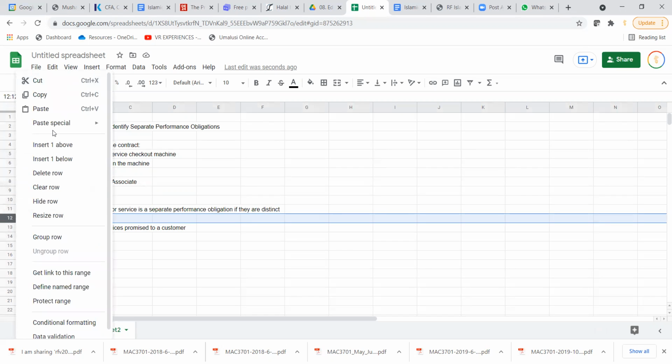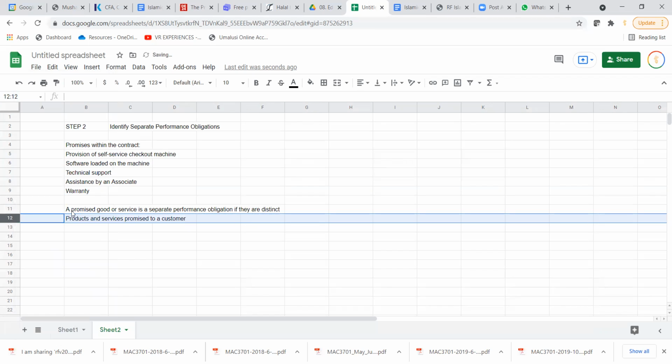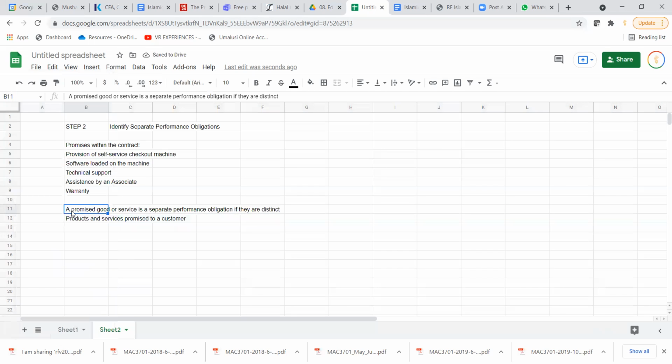Because remember, we're trying to identify whether we need to identify separate performance obligations. In order to identify separate performance obligations, first identify the promises within the contract. Once you have identified the promises, we go through the process of identifying the separate performance obligations. So we tell them that a promised good or service is a separate performance obligation if they are distinct. Okay, 1 point, 1 sentence. So 1 sentence per point.